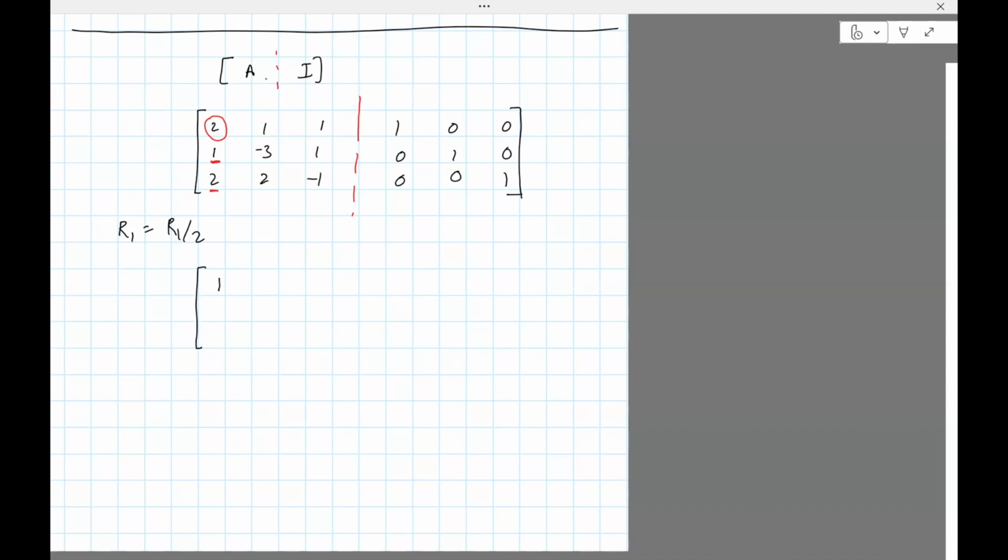Remember that if you have an equation like AX equals B, and if you multiply any row by a number, it doesn't really change that equation because you can factor that particular value out. So that's why you can multiply it by, in this case, 0.5 or half, and then get it to work. So 1, 0.5, 0.5, 0.5, 0. That's the only row which is going to be affected. 1, minus 3, 1, 0, 1, 0, 2, 2, minus 1, 0, 0, 1.